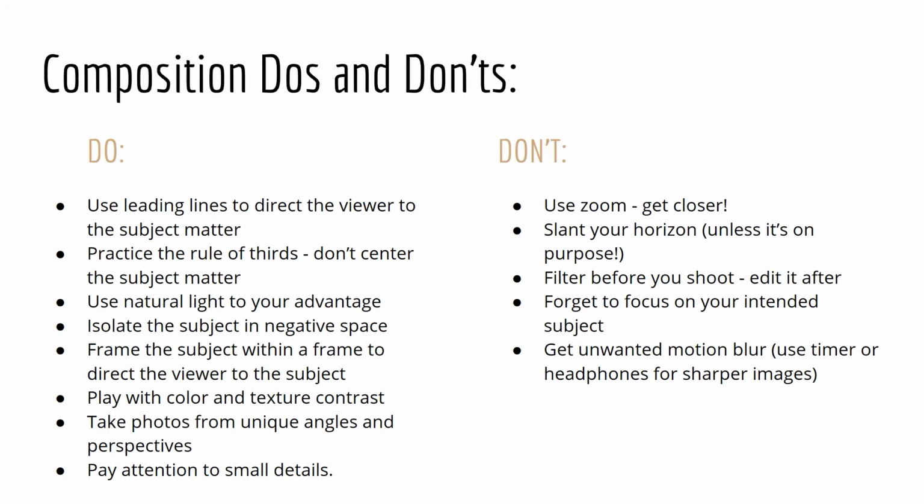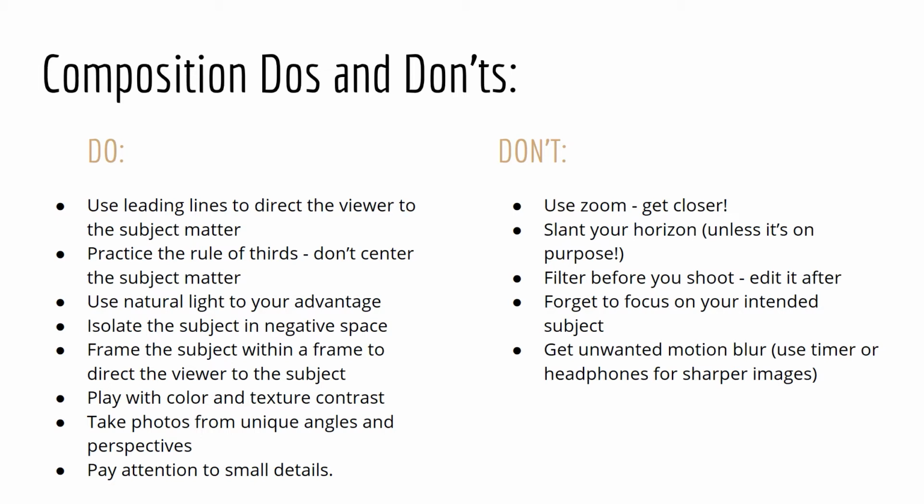Here is a quick list of composition do's and don'ts. Starting with the do's, use leading lines to direct the viewer to the subject matter. Practice the rule of thirds. Don't center the subject matter. Use natural lighting to your advantage. Isolate the subject in negative space. Frame the subject within a frame to direct the viewer to the subject. Play with color and texture contrast. Take photos from unique angles and perspectives. Pay attention to small details.